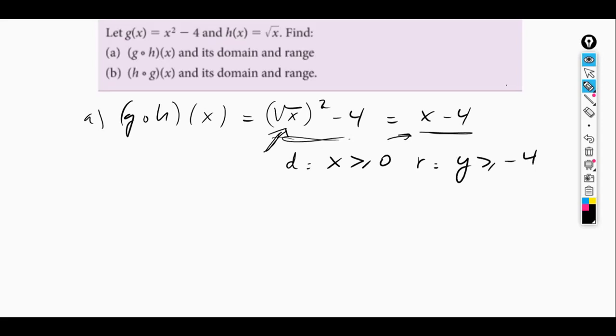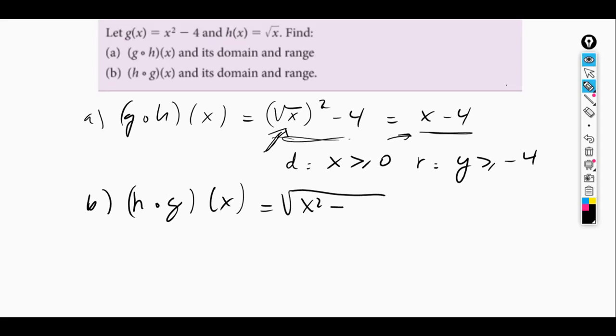So now let's do it the other way around, where they ask h of g of x. So here we plug g of x inside of h of x. So we're going to get the square root of x squared minus 4. So what would be the domain? Well, the domain is restricted by g of x, and also the fact that we have a square root. So because we have a square root, it means that x squared minus 4 must be greater than or equal to 0.